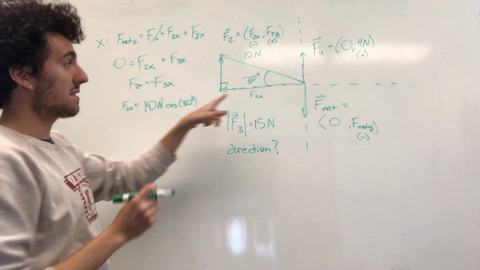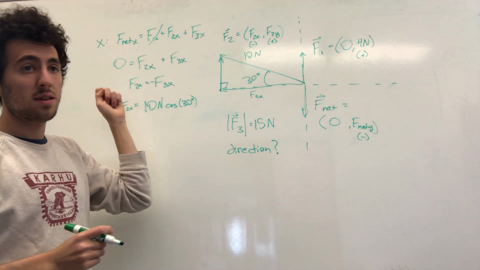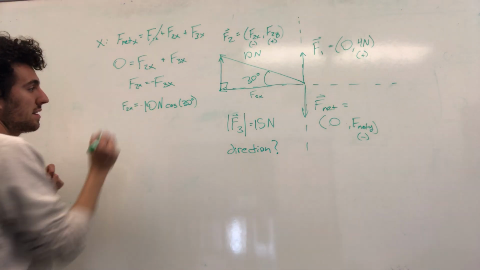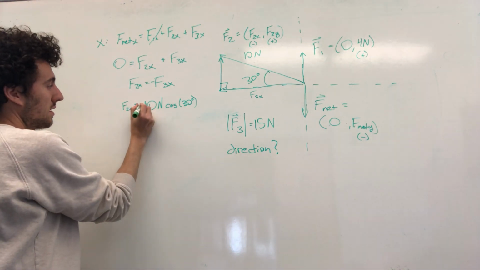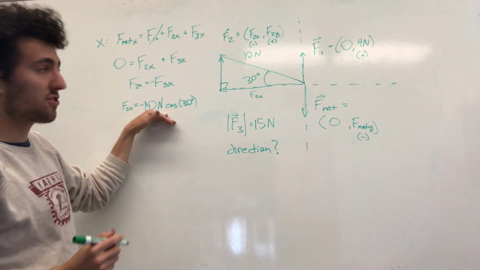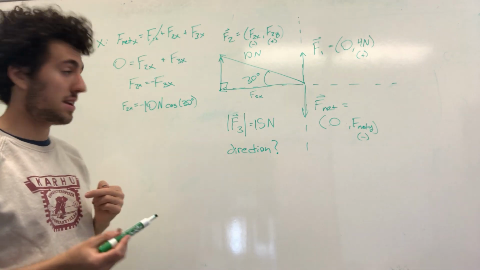And finally, we need the sine for that, right? We know it is pointing to the west, or the negative x-axis. So f2x is negative 10 newtons times cos 30. So always be careful with your signs, and whatever answer you get, check to make sure it agrees with your diagram or your qualitative understanding.